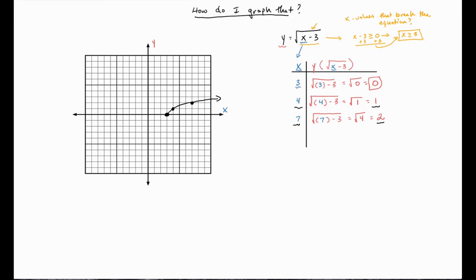Now, I want to go back and talk about why I picked the numbers that I did here. I picked 4, which might make sense. That comes right after 3, right? But why did I pick 7 next? Well, let's look through here. I picked 7 and plugged it in, and then what did I get under that square root? Oh, I got a perfect square. I got a 4. Excellent.